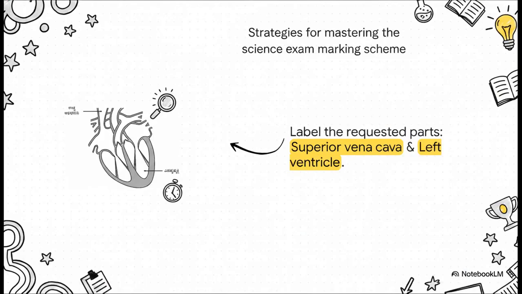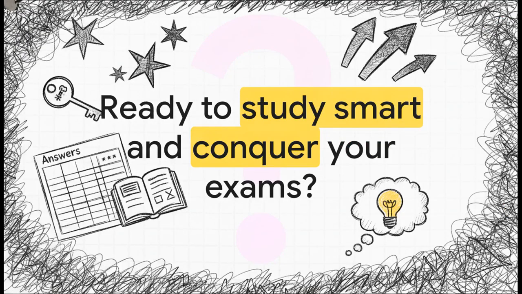And finally, for the classic human heart diagram. Whatever you do, don't just label things randomly. Pay close attention to what the board specifically asks for. In this model paper, they strictly wanted the superior vena cava labeled at the top and the left ventricle labeled at the bottom right. Practicing exactly what they ask for is going to save you so much precious time during the actual exam.